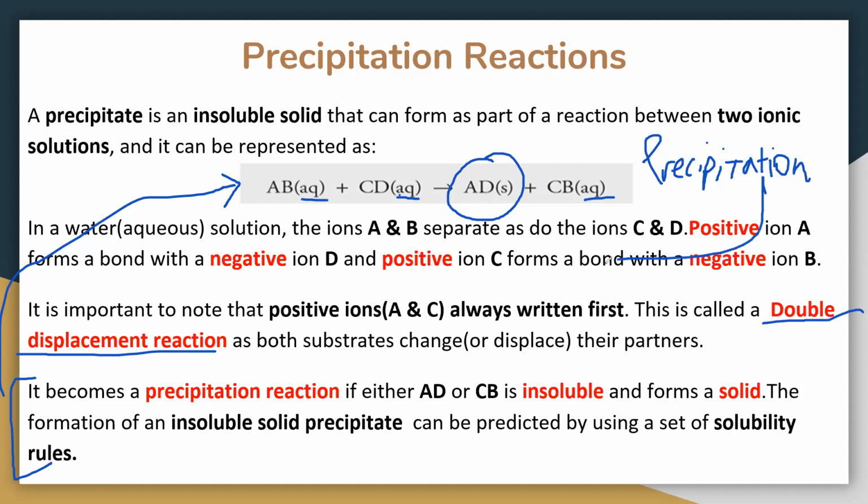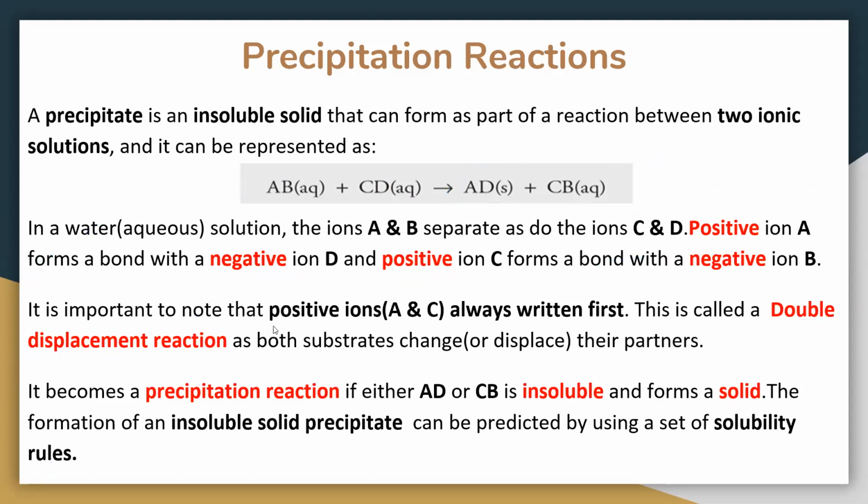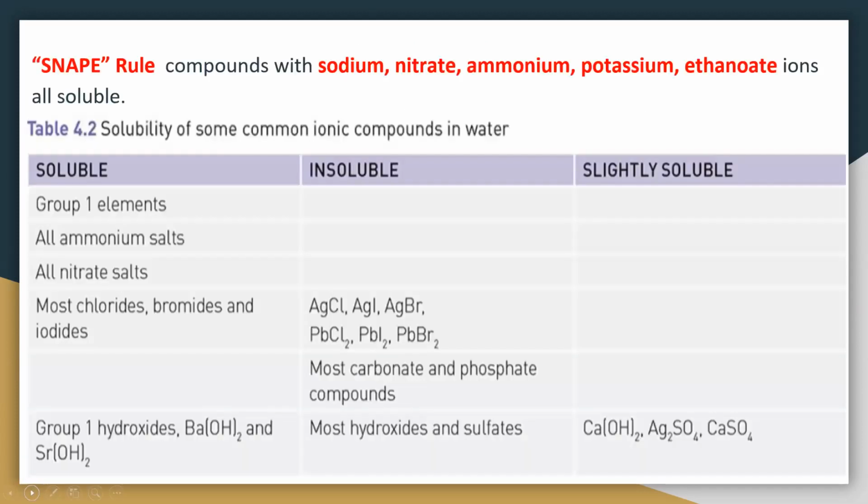Precipitation reactions are sometimes also called double displacement reactions because that's what they are. Precipitation reactions and this formula here demonstrate the idea of double displacement. So sometimes these two words, precipitation and double displacement, are used interchangeably. They kind of refer to the same thing. Okay, so that's basically the formula for precipitation reactions.